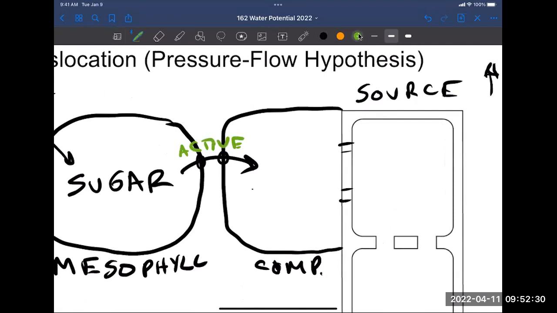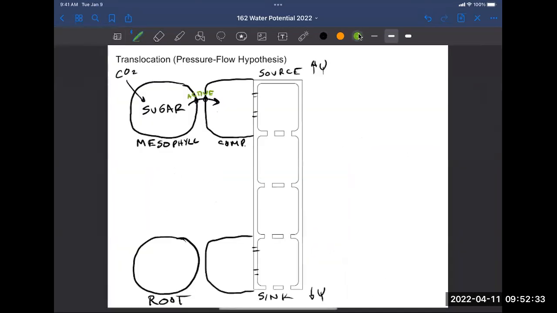There are sugar pumps and channels and things like that that are going to move this sugar across, and we're going to end up with a high concentration of sugar because we're concentrating it through active transport. We're going to end up with this high concentration of sugar in these cells up here in the source, right? We're making lots of sugar, we're pumping it first into the companion cell, and then it diffuses over into the sieve tube cell. We're going to end up with this high concentration of sugar.